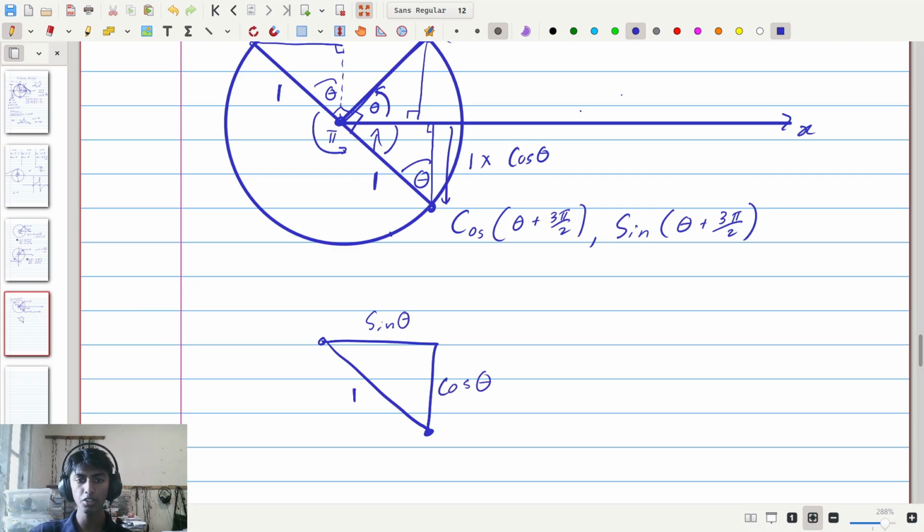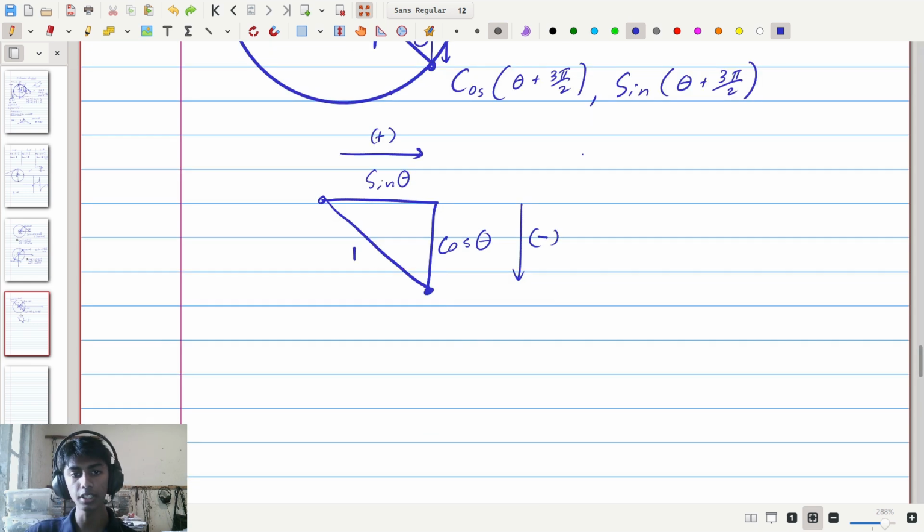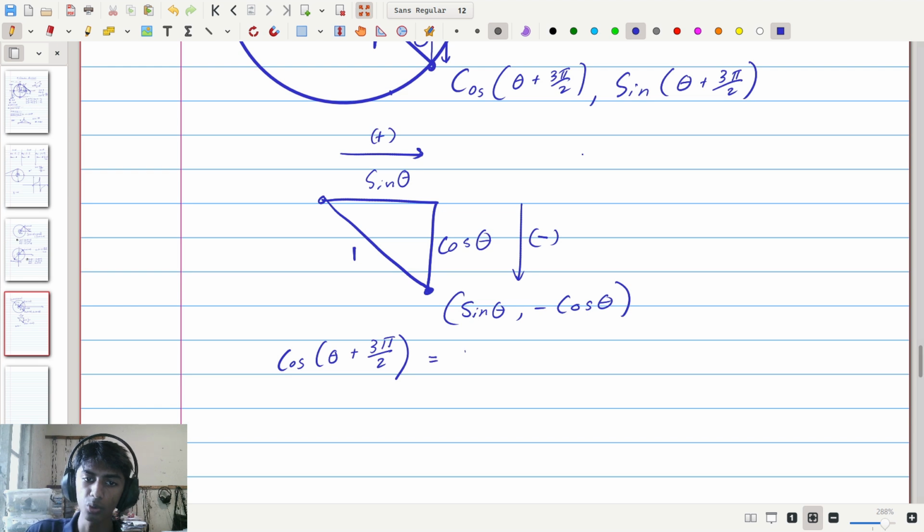So, to get to this point, we had to go a positive distance of sine theta and a negative distance of cosine theta. So this is a negative distance, this is a positive distance. Which means that the point we are considering here is at positive sine theta in the x direction and in the negative y direction, cosine theta. So, considering this is equivalent to this, which means that cosine of theta plus 3 pi by 2 or 270 degrees is equal to sine of theta.